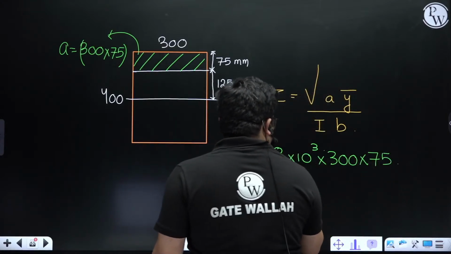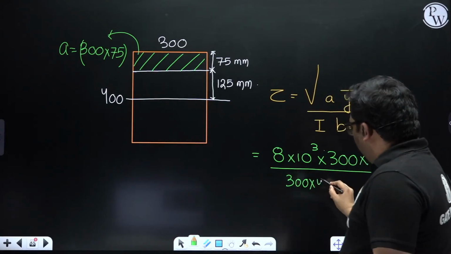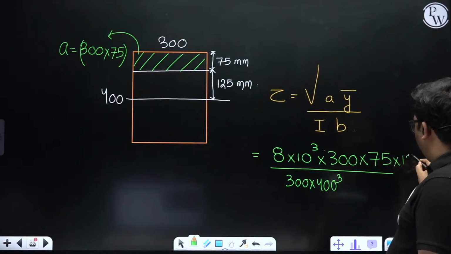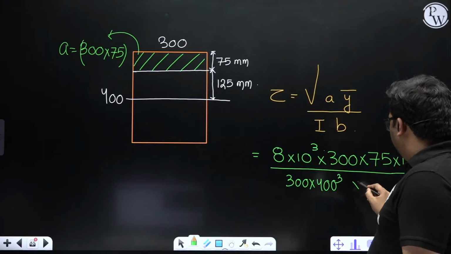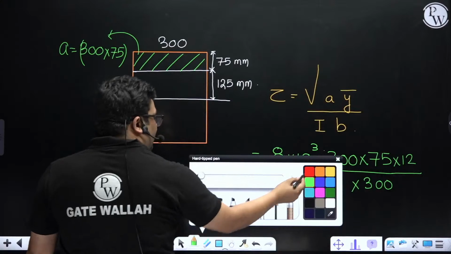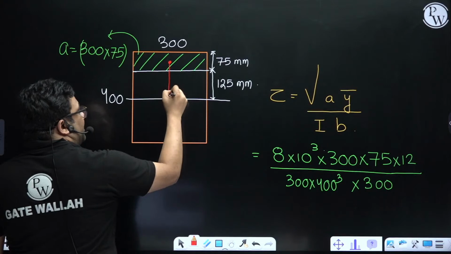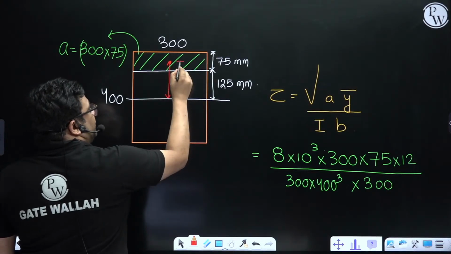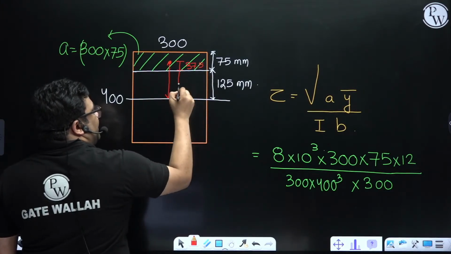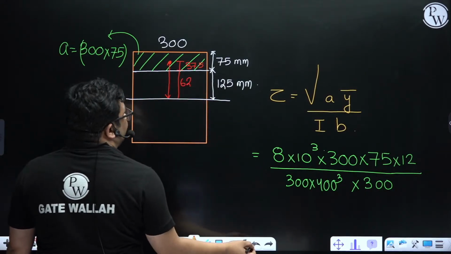Whatever I will write down, what is I? BD cube by 12. B D cube upon 12. What is B? B is 300. Very good. Now remains Y bar. Y bar was what? Y bar was, you take the centroid of this and this distance from the neutral axis. So you see this is 75. So this will be 37.5, right? This 37.5 and this is how much? This is your 62.5, sorry, 125, right?